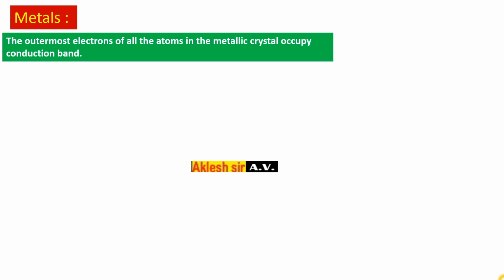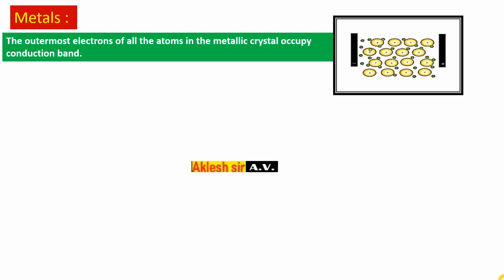In metal, the outermost electron of all the atoms in a metallic crystal occupies a conduction band. Here you can see this is a metal crystal. There is a positive charge, and this electron is moving under the influence of the potential difference. If you apply positive and negative, the electron is moving. So in the metal, the electrons are free. This green represents the outermost electron of all the atoms in a metallic crystal, which occupies the conduction band.